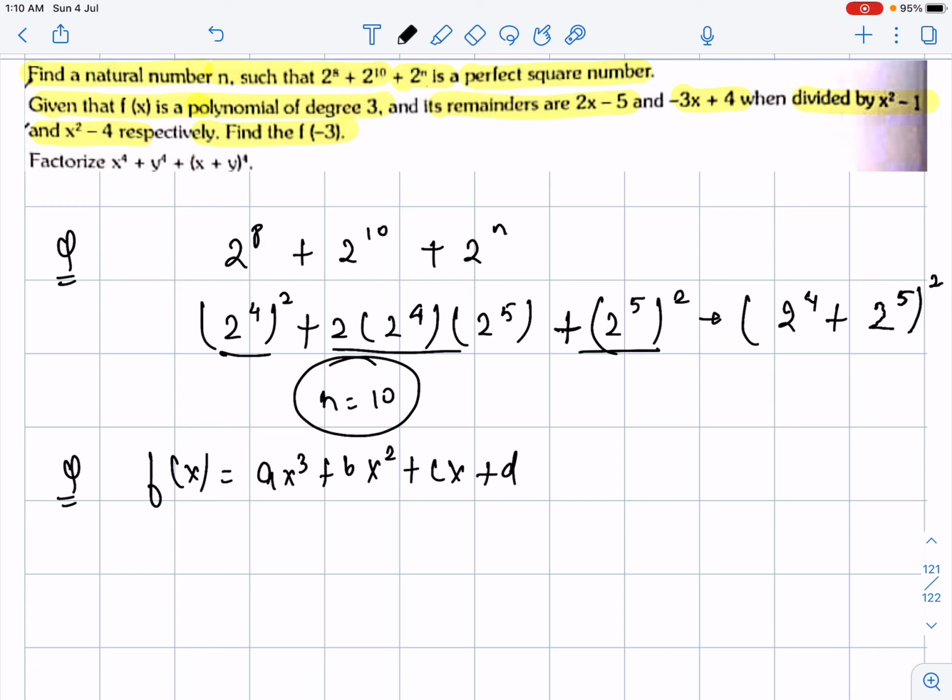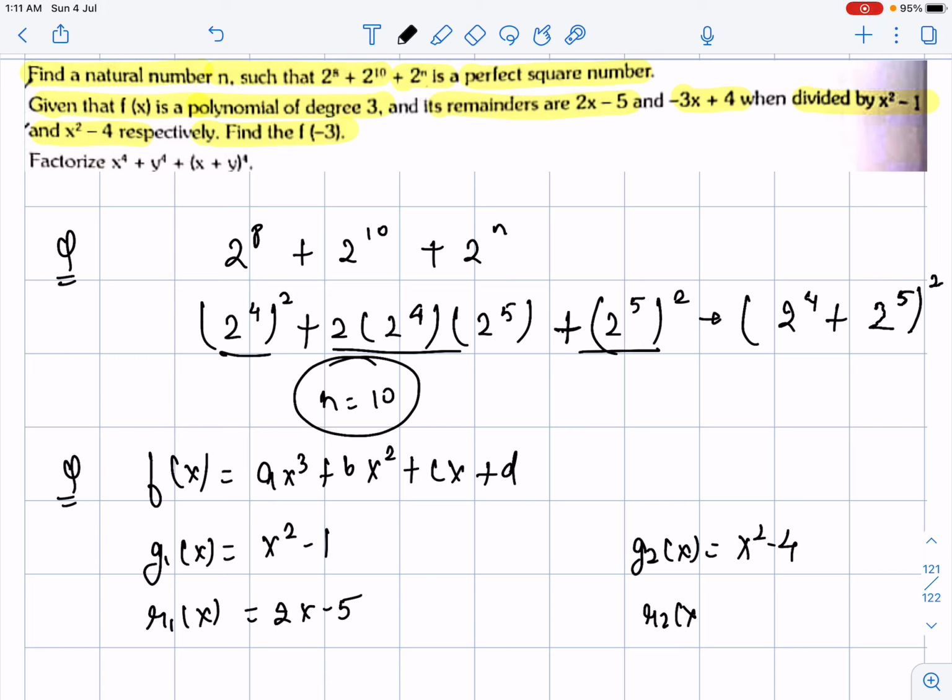And it is divided by, first of all, g1 of x, that is x square minus 1, and r1 of x, the remainder in that case, is 2x minus 5. Then we have g2 of x, that is x square minus 4, and r2 of x is minus 3x plus 4.